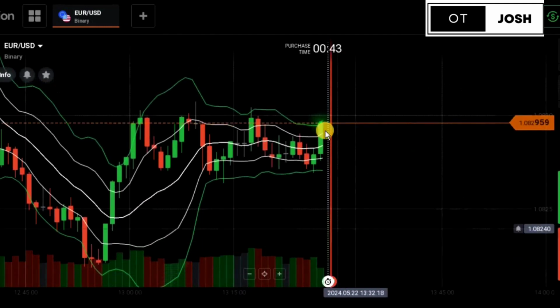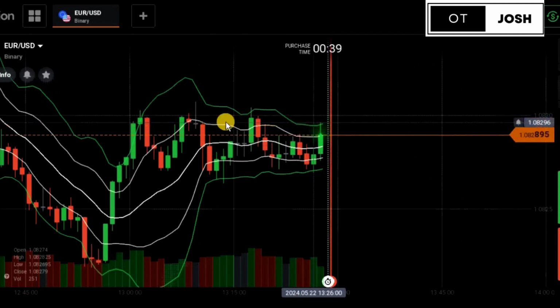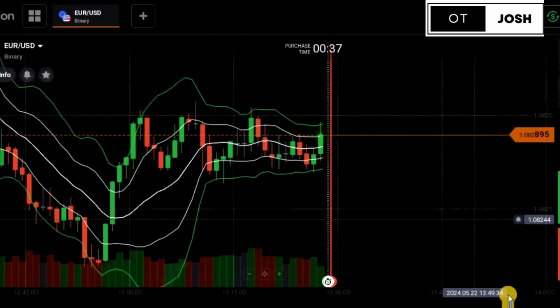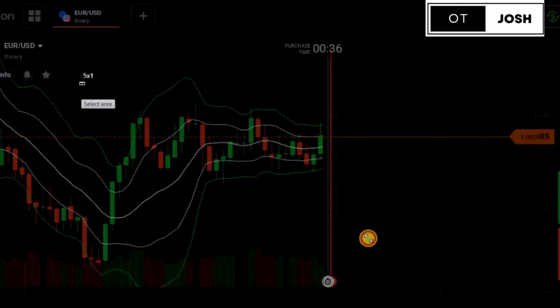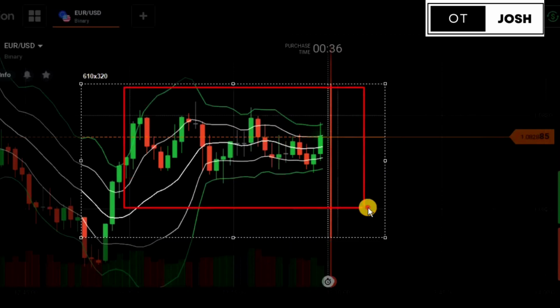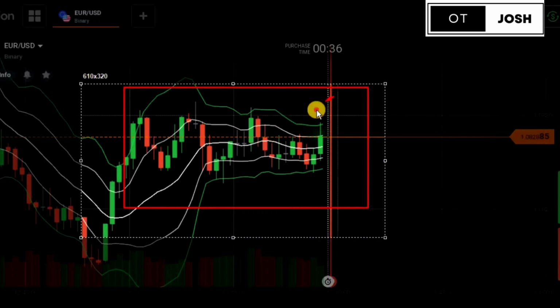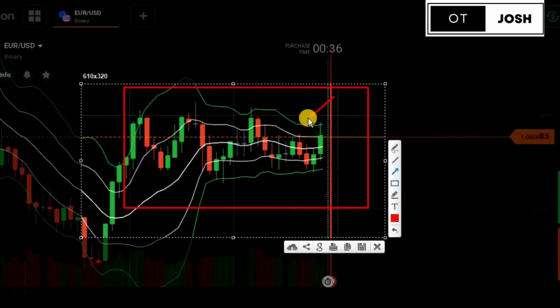The information it's giving now is that price is in a ranging market here. We know price is in a ranging market. Let me show you. This is a ranging market. What this Bollinger Band is telling us is that if price comes outside of this band, then it's an overbought position, and with this overbought position, we can take advantage of it by selling.